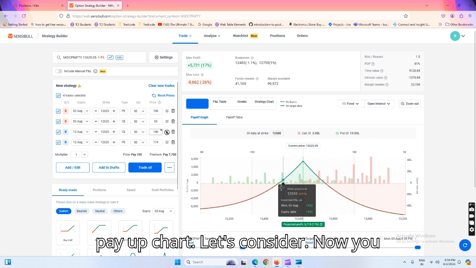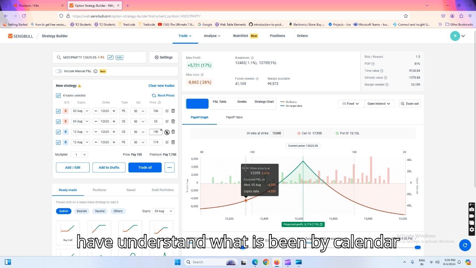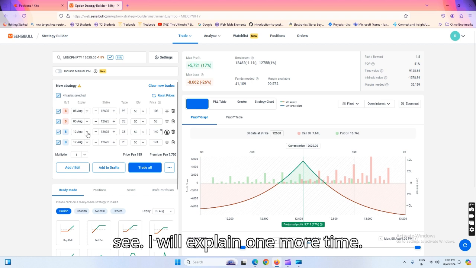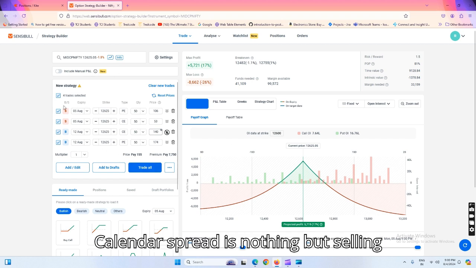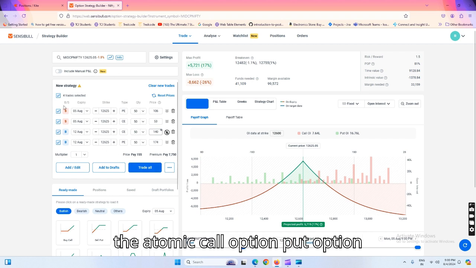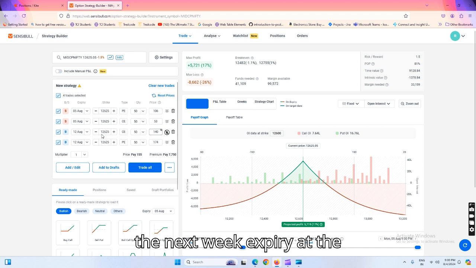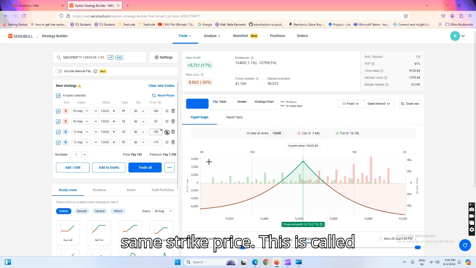This was the payoff chart. Now you understand what is meant by calendar spread. Let me explain one more time. Calendar spread is nothing but selling the at the money call option and put option at the current expiry, and buying the next week expiry at the same strike price. This is called a calendar spread.